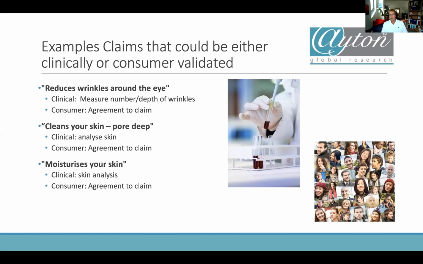So just some examples I took here: it reduces wrinkles around the eye. Of course, you can use the product and then go back into the lab and measure the number or the depth of the wrinkles around the eye and have a clinical proof that the product works. But you can also send it to consumers and have them approve the claim, so have them agree to the claim. So if you say it reduces the wrinkles around the eye, and if 80% of the people who have tested the product agree to this statement, you can very validly claim it on pack.